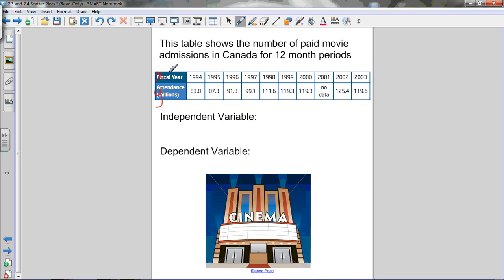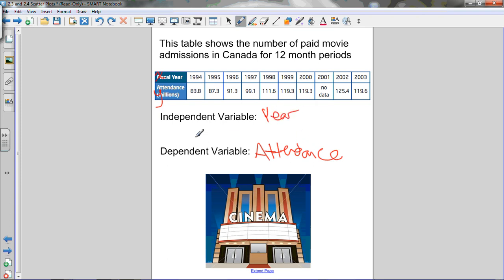Year is independent. And a good hint here, if one of your variables is a unit of time, like years or hours or minutes or anything like that, that's typically your independent variable. It's pretty safe to say that the year or the time doesn't depend on anything. That's what affects the other variable. So attendance depends on the year. Attendance is your dependent variable because it depends on the year.